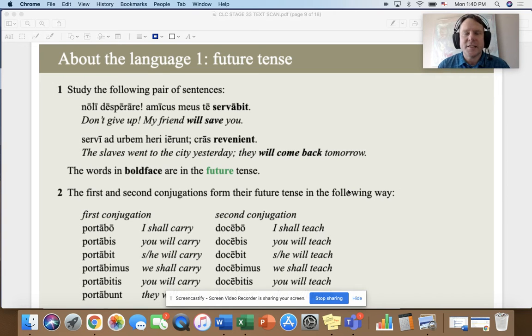Hello, welcome to stage 33, the first about the language. This one is on the future tense.